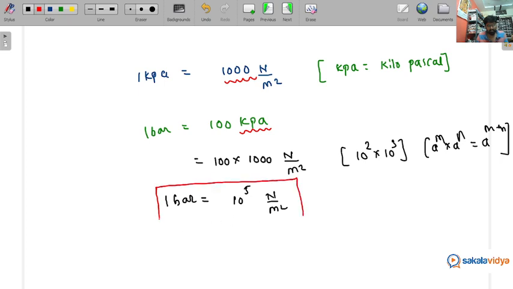This units conversion is very, very important. So 1 kilopascal is equal to 1000 Newton per meter square.